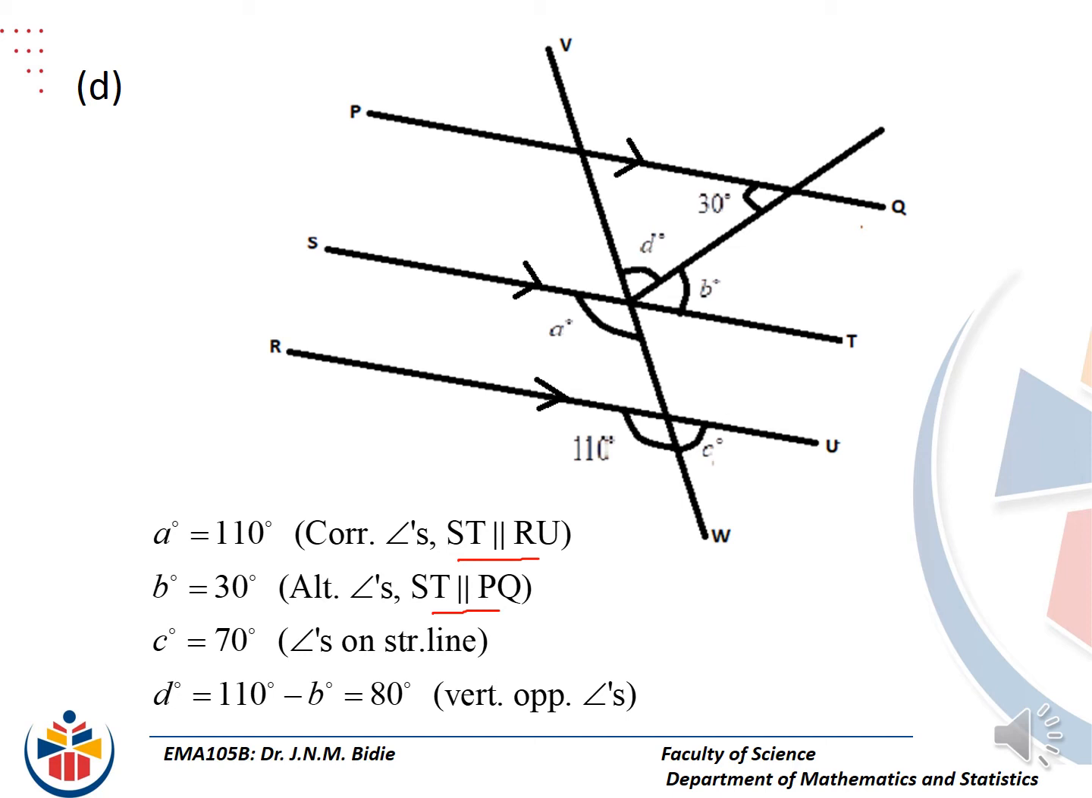And then we go to D. In order for me to get D, I could just simply use vertically opposite angles. A equal to B plus D. And I already calculated the value for B to be 30, and I know the value of A to be 110. Therefore, it makes life easy for me to be able to get D. D will be equal to 110 minus B, and our B was 30.